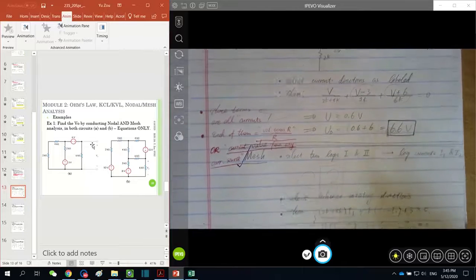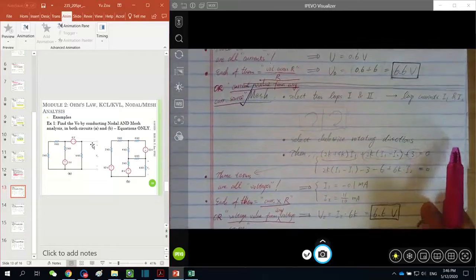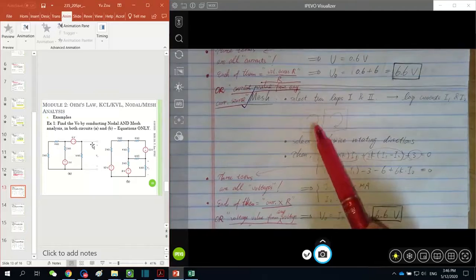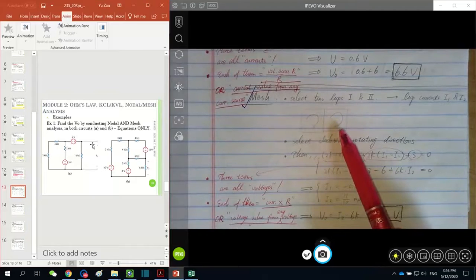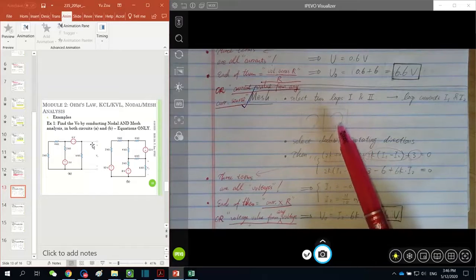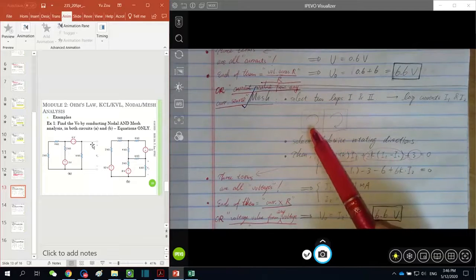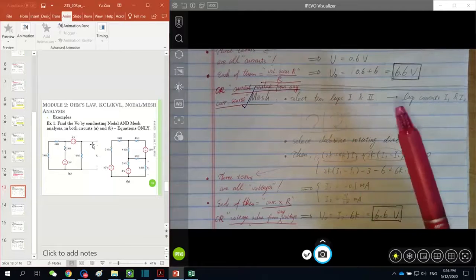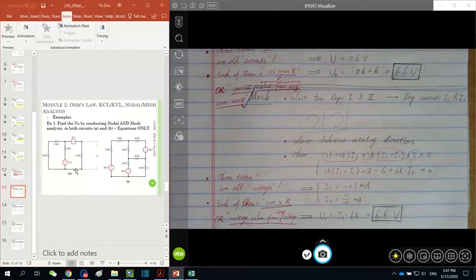Now let's try mesh to solve the same circuit, and we should end up with the same voltage value. So first, let's choose 2 meshes here and here, again with clockwise current flow direction. This mesh we call mesh 1, and the current of the mesh is called I1. The current of mesh 2 is called I2. So let's get started. Mesh 1 here and mesh 2 here.